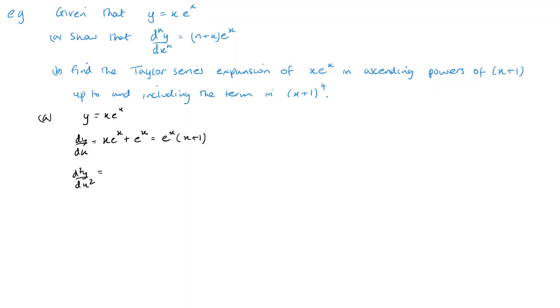Now looking at this first one, this is going to be the same as this, so it's going to repeat and give me this. So x e to the x plus e to the x. That's differentiating that, and then I've got to differentiate this, which is going to be e to the x, so plus e to the x, which is going to give me x e to the x plus 2e to the x, and then e to the x, factorizing that out, we've got x plus 2.